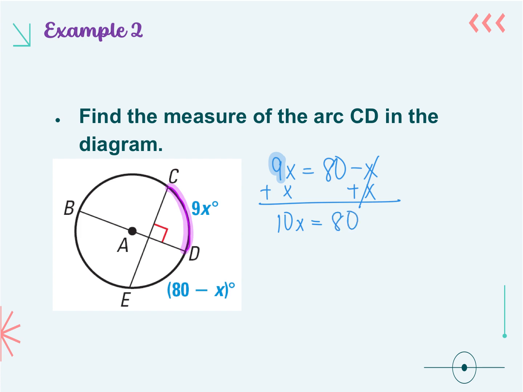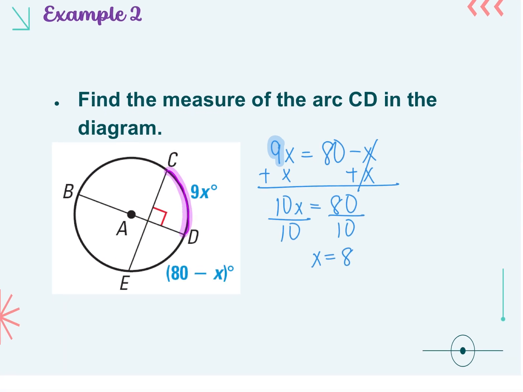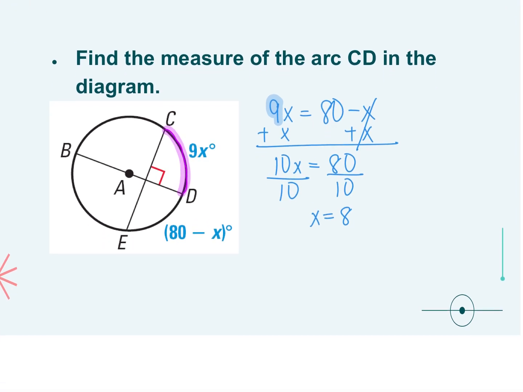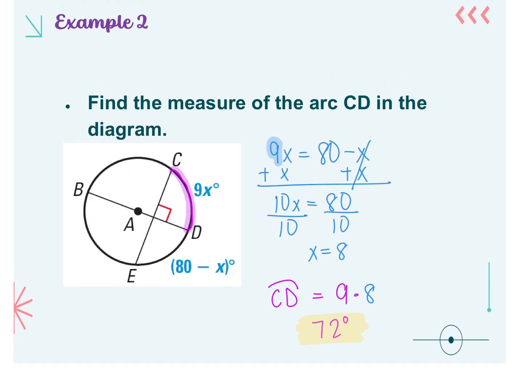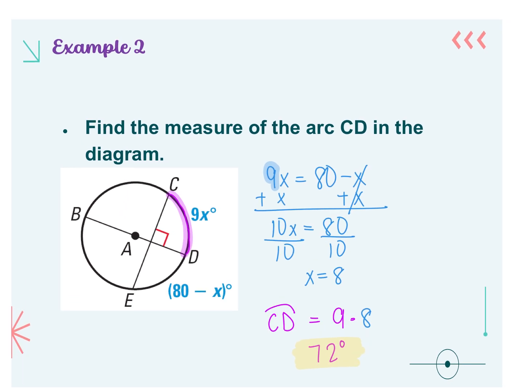What does x equal? Good. X equals 8. And then what do I have to do to solve for arc CD? Say it one more time for me, please. Good. 9 times my 8. And that's going to equal 72 degrees as my answer. Questions, comments, concerns on this one? Questions on example number 2? That was pretty easy as long as you know that they're congruent, they're the same.